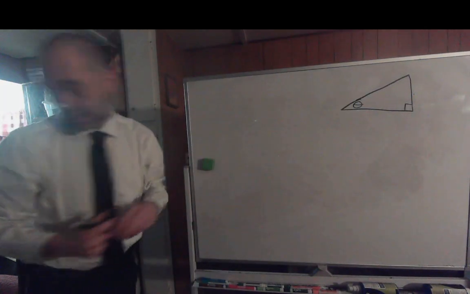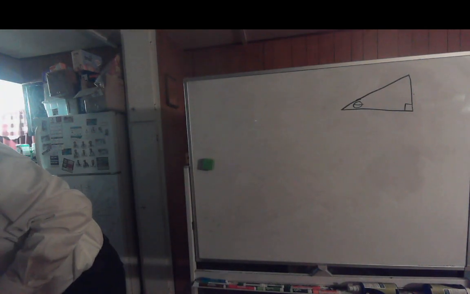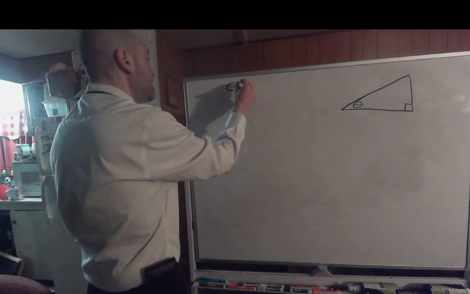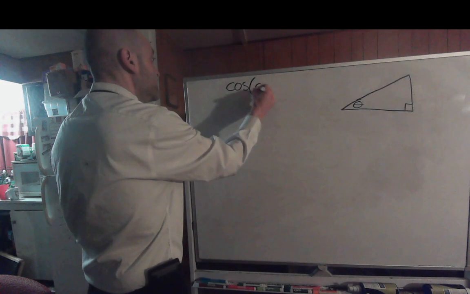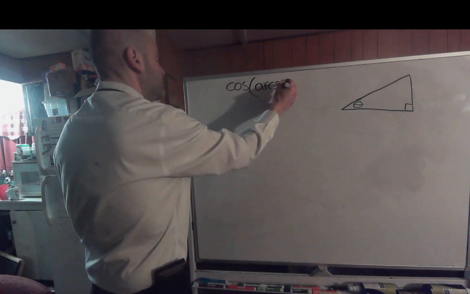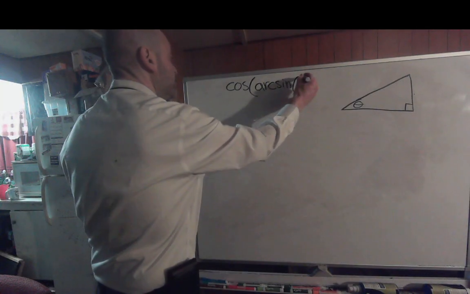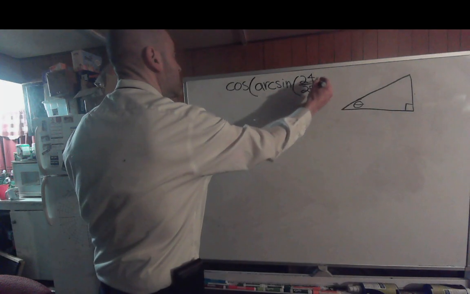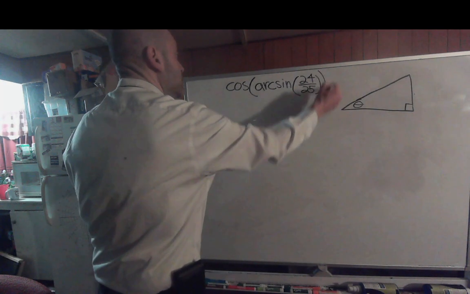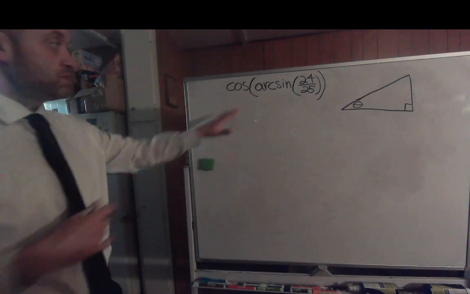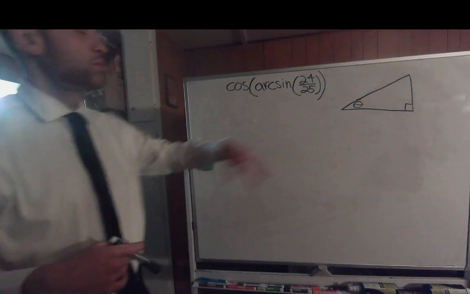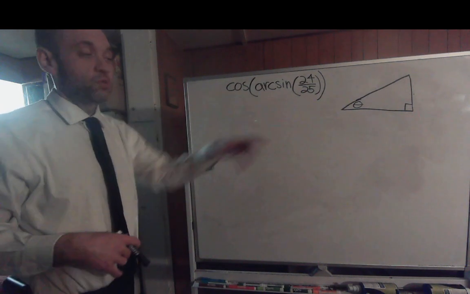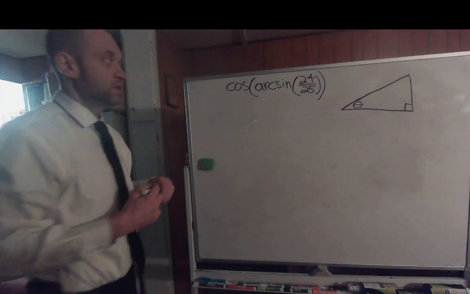All right. The cosine of the arc sine of 24/25. So we need to find the cosine of the arc sine of 24/25. So what angle gives us a sine of 24/25? We're going to start there.